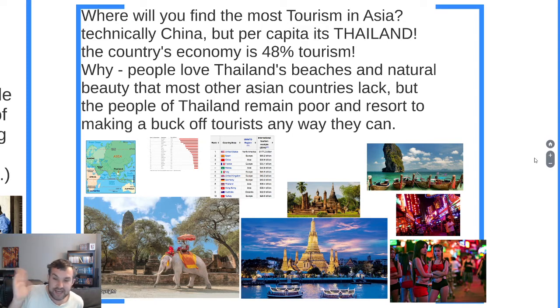But why is Thailand the tourism destination? Well, Thailand has a lot of great beaches. It has a lot of natural beauty. And look, I've been to Thailand. I'm probably biased about this. It is my favorite country in the world to visit. Super duper fun time in Thailand. Things are generally really cheap. People generally treat you really nice.